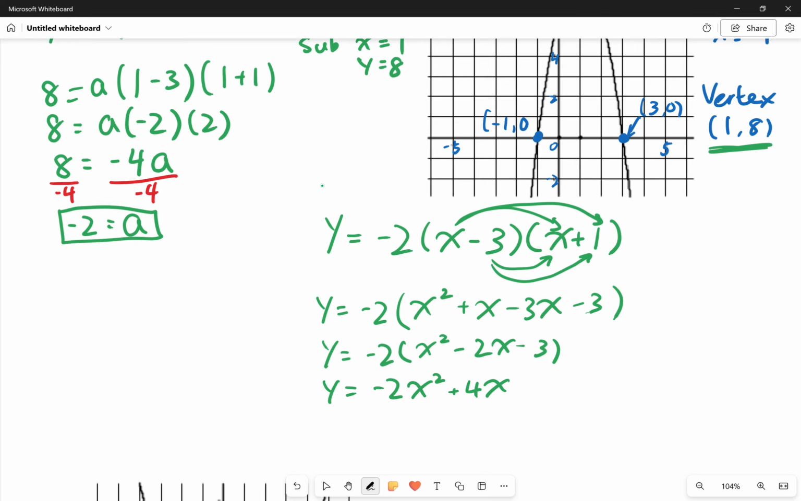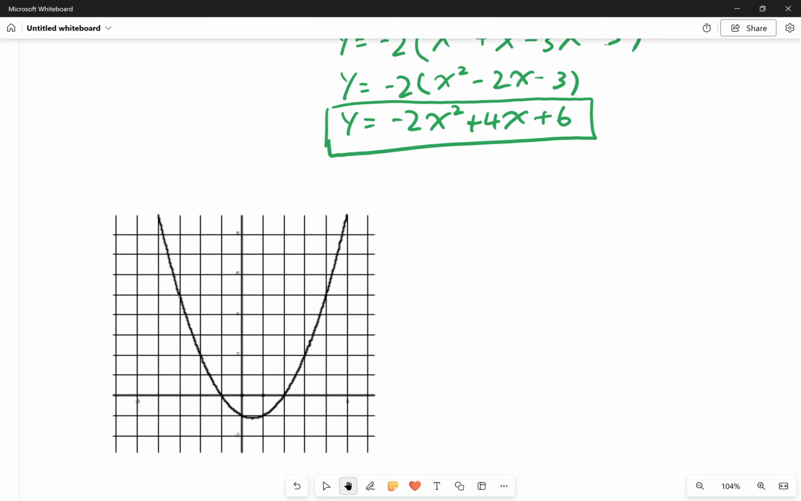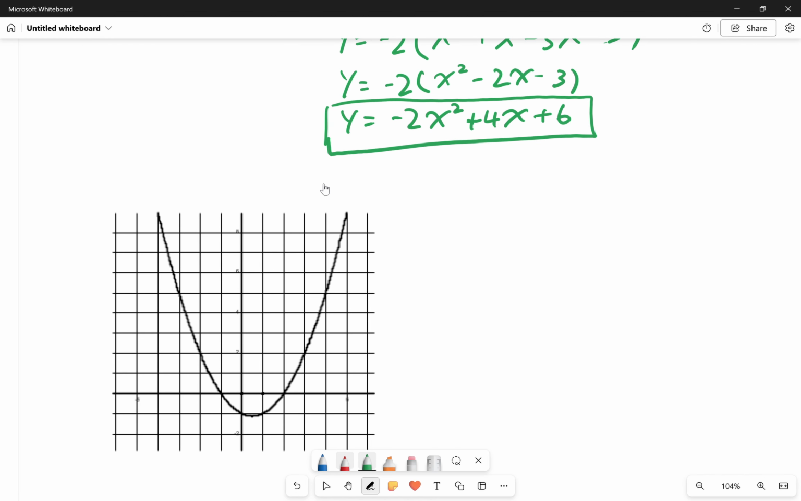Watch the sign there. Negative 2 times negative 2 is positive 4. Negative 2 times negative 3 is positive 6. And there's my equation. Boom. All done. Okay. There's a second one down here, so let's do that second one. All right, let's go find our key points.